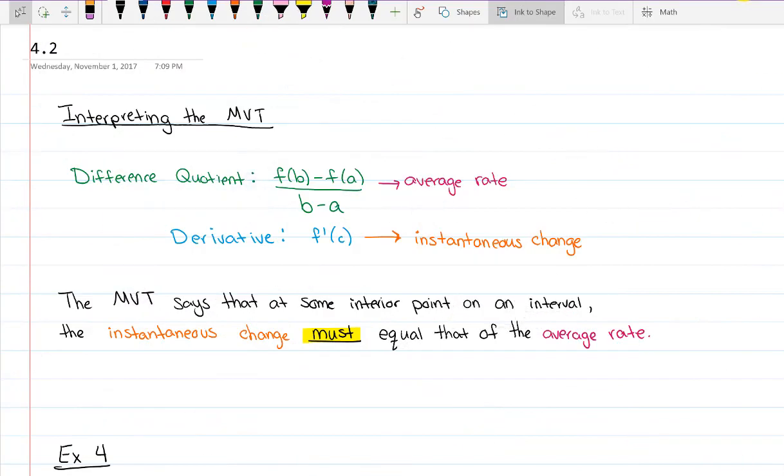Interpreting the mean value theorem. So we're going to talk about how the mean value theorem actually applies in a real life situation and what the different portions of the mean value theorem says.